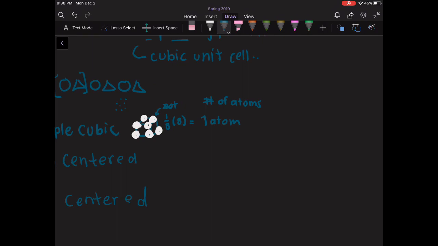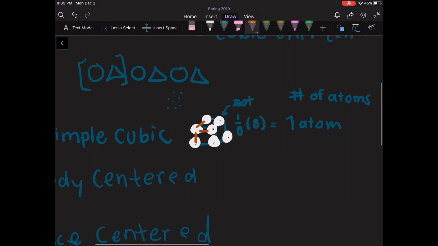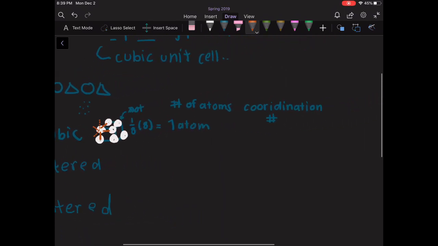Something else that's not incredibly important here is the coordination number, which is the number of other atoms one single atom will touch. So for example, if I'm looking in reference to this one, it'll touch this one, it touches that one, it'll touch one going this way in space, one going this way in space, and one going that way in space. So it's going to have a coordination number of 6 total atoms.